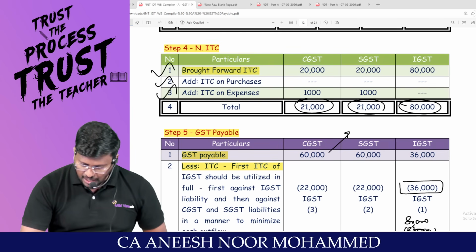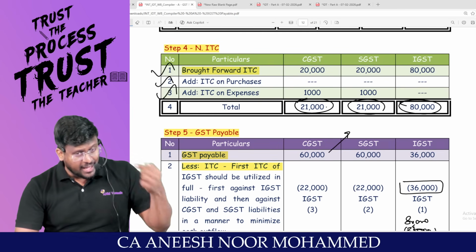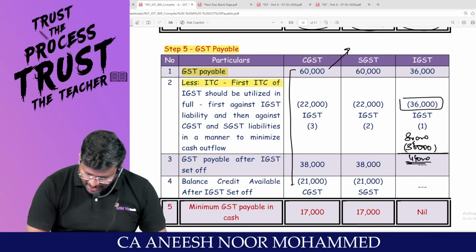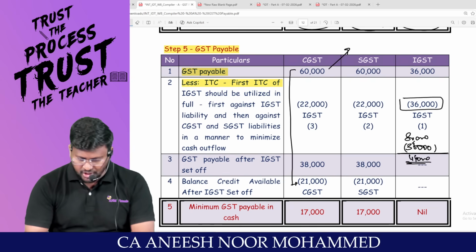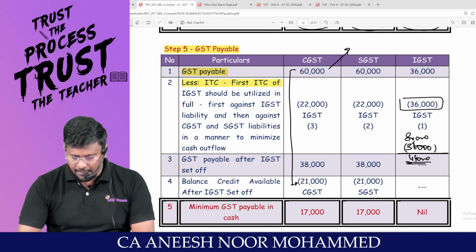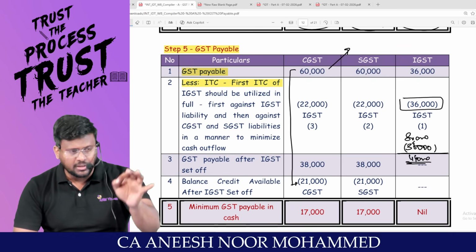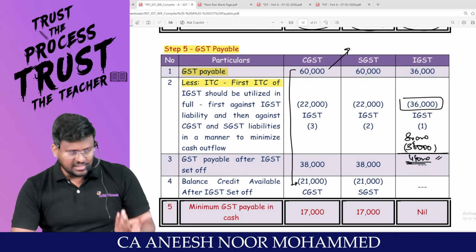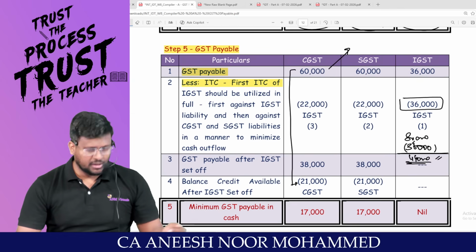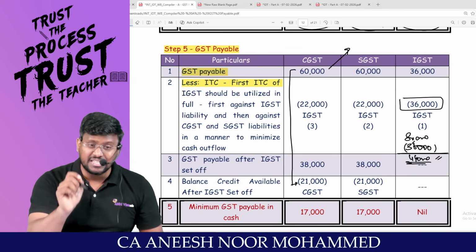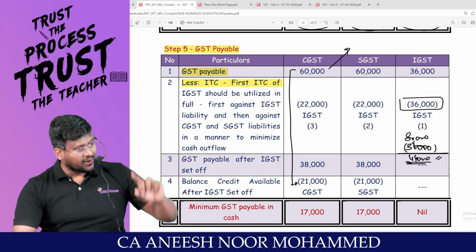That means, sir, how much is the amount which I am liable to get from the central government? 21,000. So from this 60,000, I will anyway knock off 21,000. Able to appreciate? So 60,000 minus 21,000 means I am liable to pay 39,000 to the central government. Till 39,000 I am having a credit, yes sir. So I can, if I want, knock off 39,000 against the CGST and make the CGST payable 0. That's how you have done the first question.